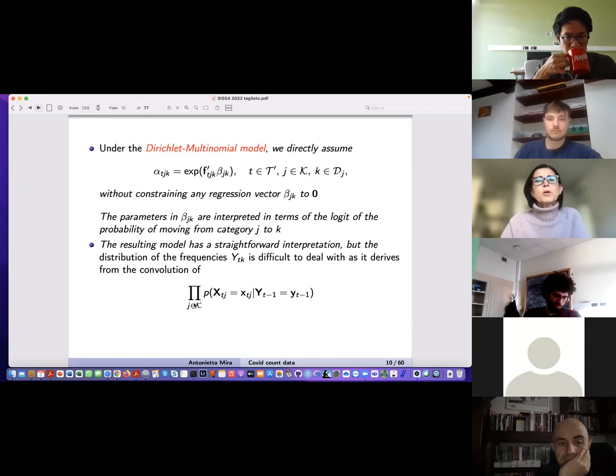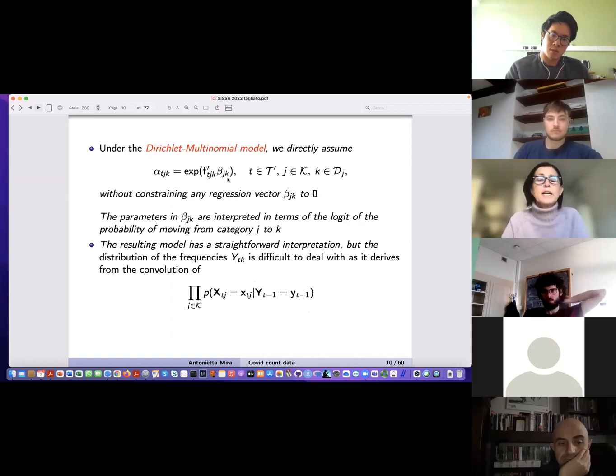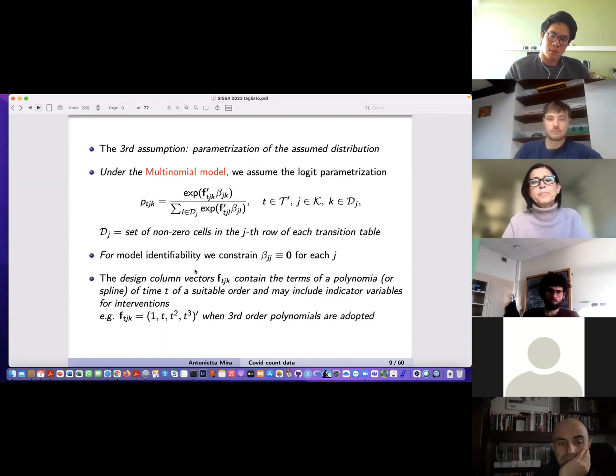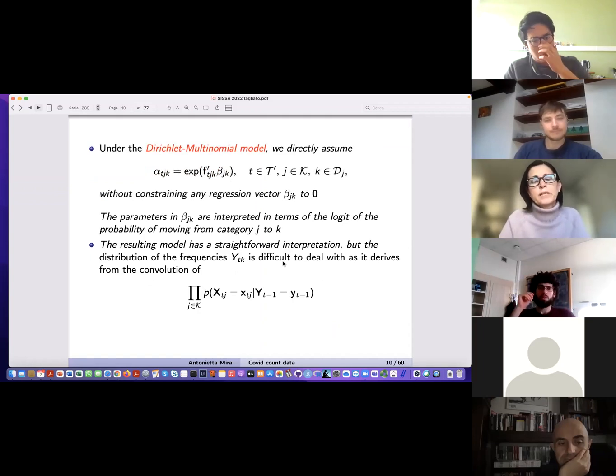If instead of a multinomial model, we have a Dirichlet multinomial model, then what we model are not the probabilities, but the alphas. And because the alphas do not need to be normalized, we just assume that the alphas are e to the power f transpose beta. And while before we needed to constrain the betas to have identifiability, so we were imposing that the beta jj were zeros, here for the Dirichlet multinomial, we don't need to do this, and we don't need the alphas to be normalized.